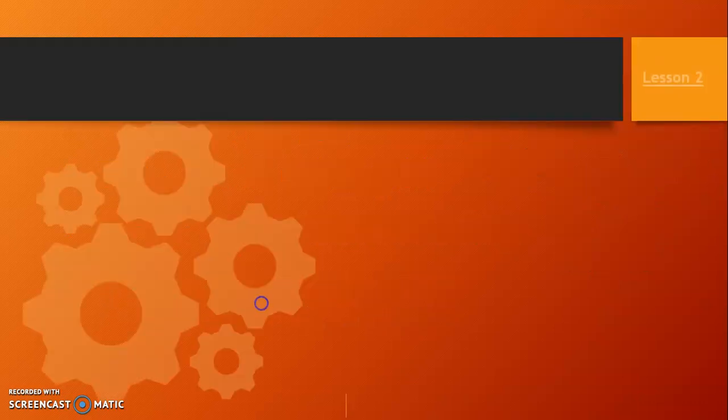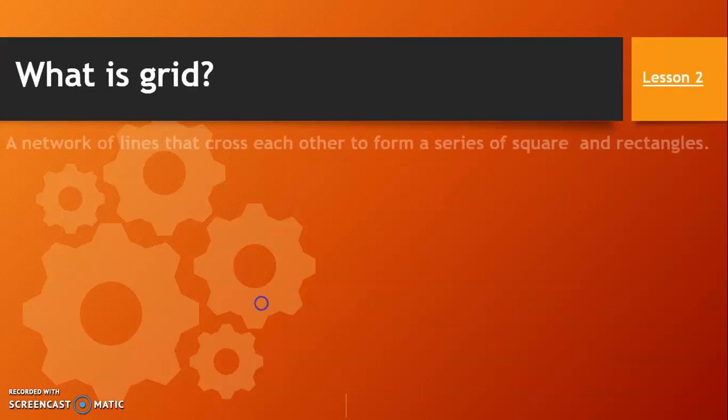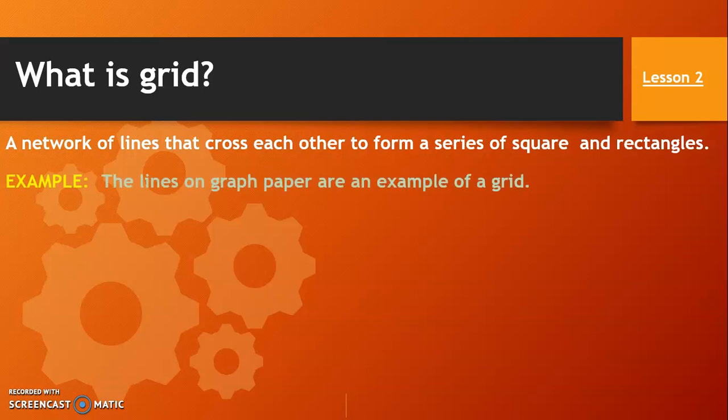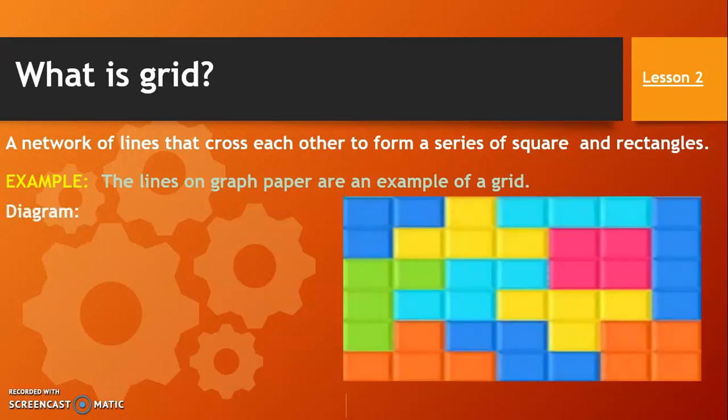Let's start. What is a grid? A network of lines that cross each other to form a series of squares and rectangles. For example, the lines on graph paper are an example of a grid. Let's see this diagram. This is called a grid. Why do we call it a grid? Because it contains a number of lines that cross each other to form a series of squares.